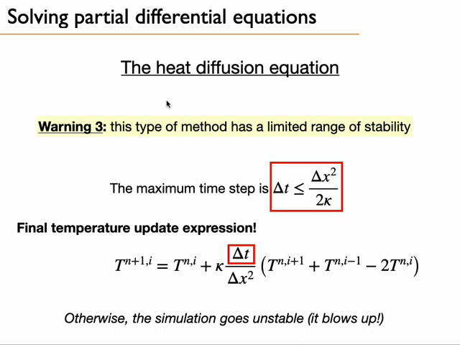The third warning is that the method we used here has a limited range of stability, and the maximum time step should be limited by this criterion. So delta T has to be smaller or equal to delta x squared divided by 2 kappa. That's the limit for stability, and it's something we study more in an advanced lecture also. You can try to play with delta T and you will see that if you go above this criterion, it will blow up. So be aware, make sure you remain below this level.